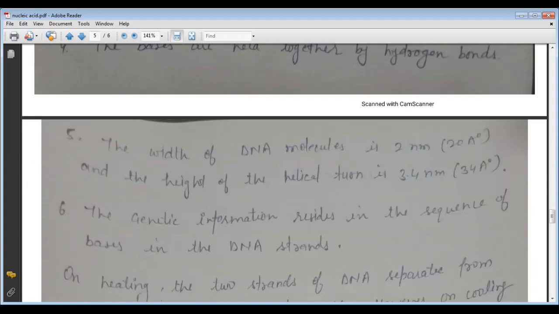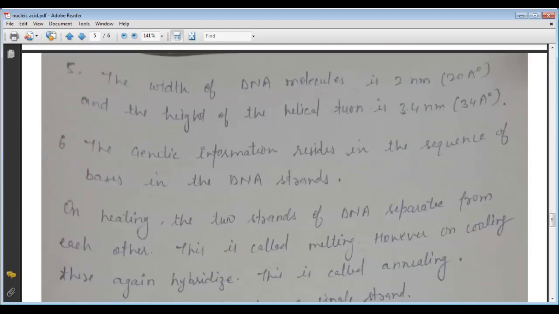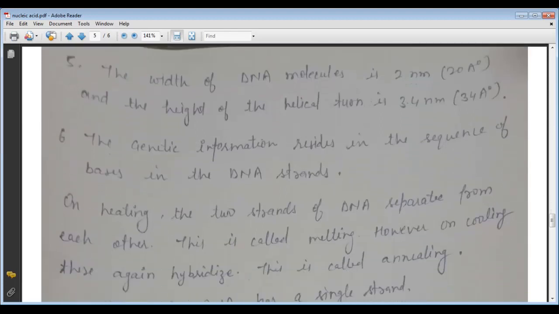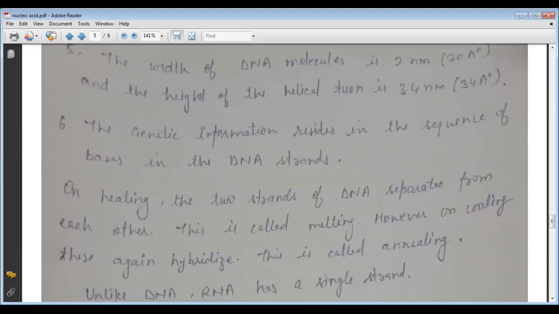Here we can see the double helix structure of DNA. So we see that the width of the DNA molecule is 20 angstrom, and the height of the helical turn is 34 angstrom. The genetic information resides in the sequence of bases in the DNA strands.